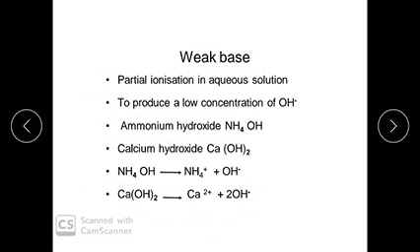Weak bases are the bases which ionize partially at moderate concentrations and have fewer OH minus ions. Those are called weak bases, such as ammonium hydroxide and calcium hydroxide. Ammonium hydroxide on ionization produces ammonium plus OH minus.